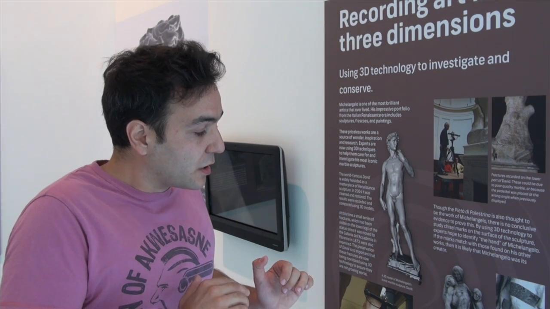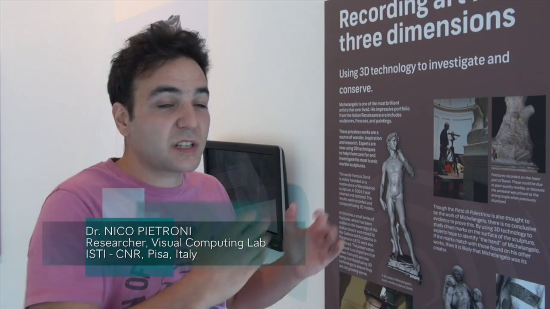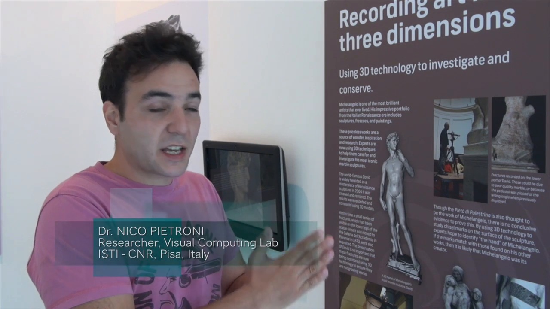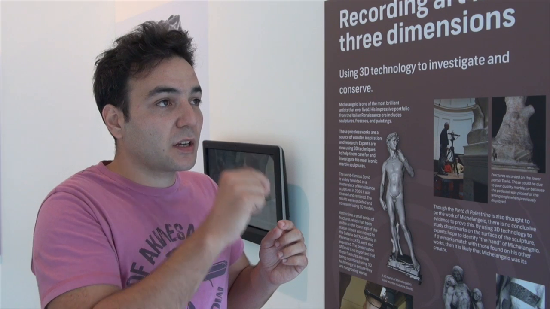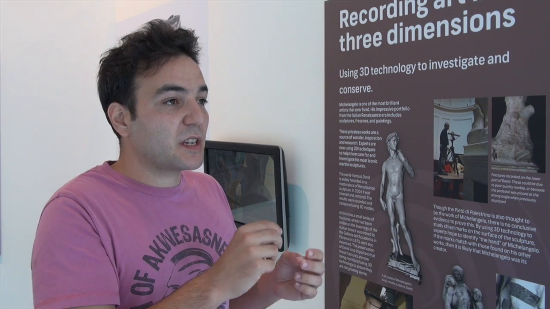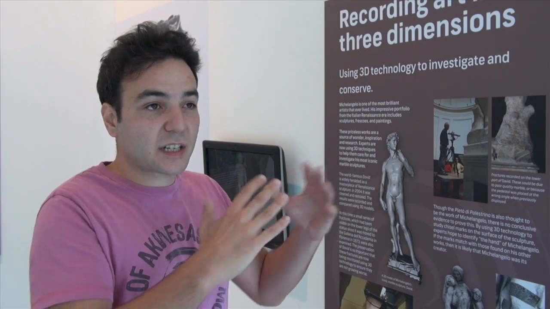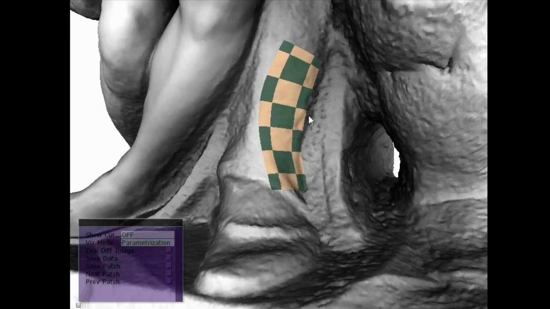Essentially, before using this kind of technology, the art historians had to go physically close to the sculpture, take a caliper and measure each individual chisel mark, the width and the depth, and all the different measures, and try to create a map of the sculpture. But if you have this digital model, you can actually perform what we call a parametrization. That means a mapping of 3D shape on a 2D plane.